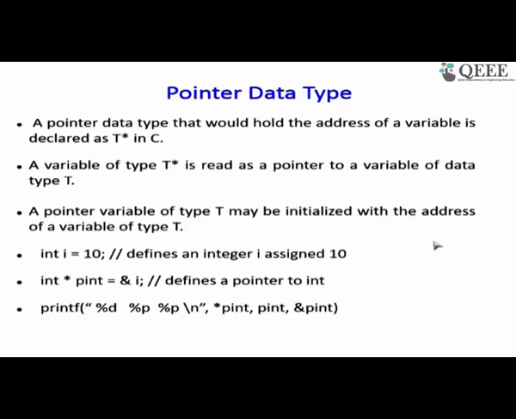So I'm assuming you are familiar with this thing called T star. This is how you define a pointer. A few examples so that I can move a little faster. So you can write int i equals 10. Then you can write int *p_int = &i.